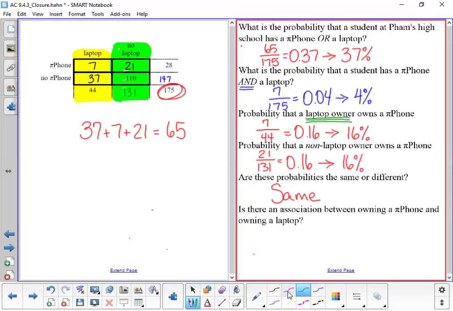So since the probability did not change, since the probabilities were the same, we would say there is no association. You are not more likely to own a phone if you own a laptop.